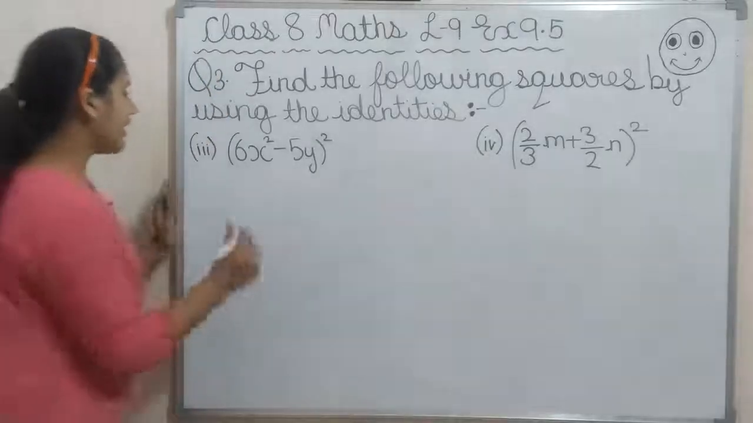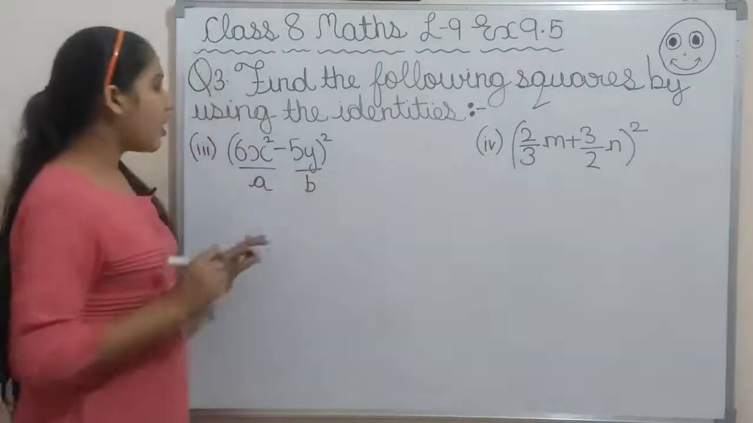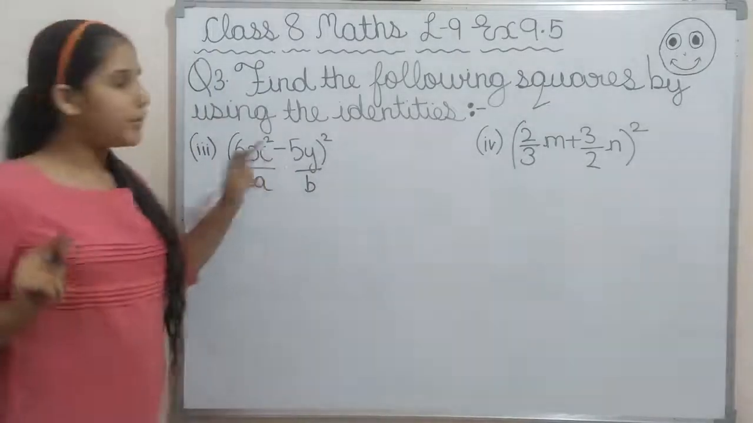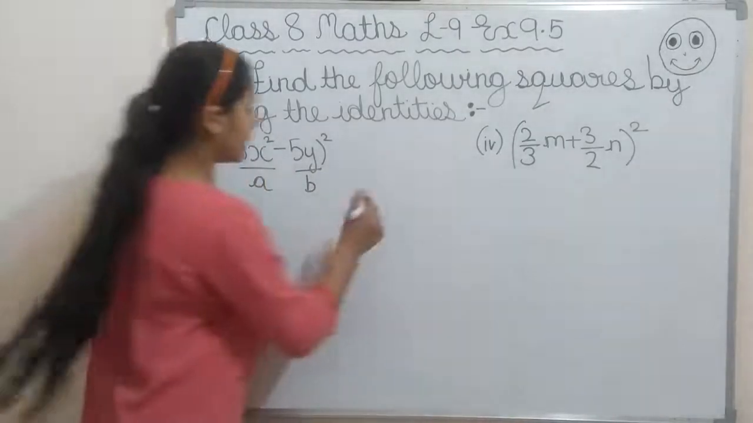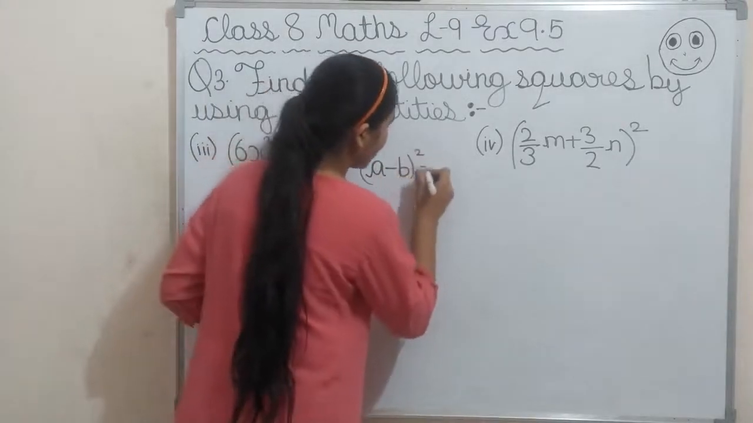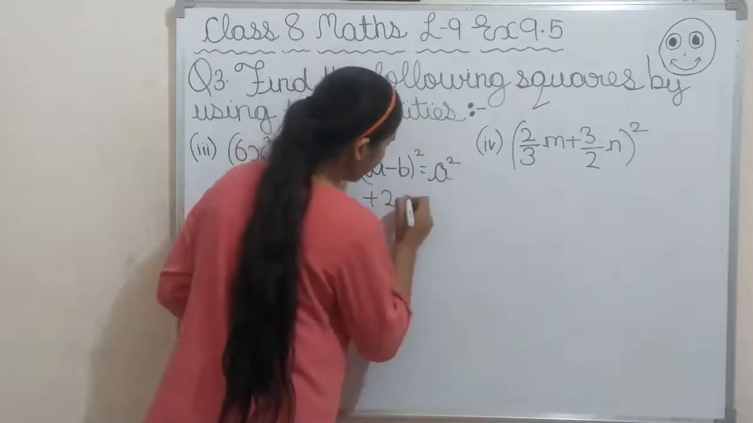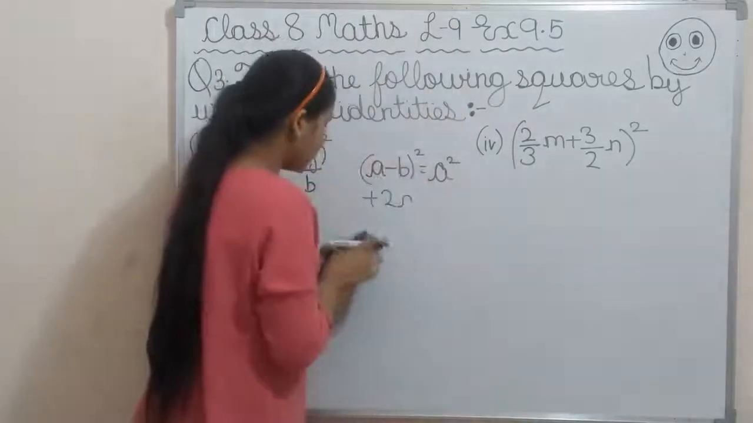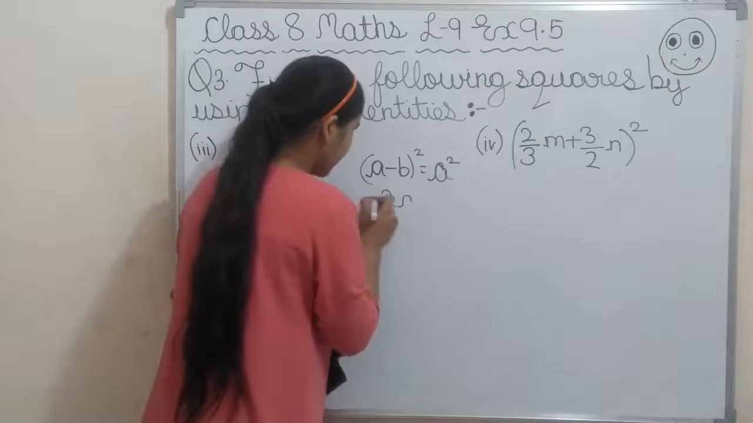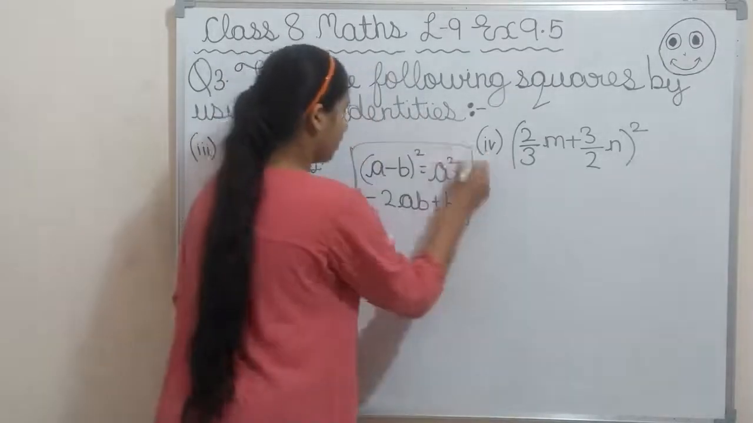Here again we write a and b: this represents a and this represents b. Since the minus sign is there, we are going to use the second identity. The second is (a minus b) whole square is equal to a square minus 2ab plus b square. Yeah, this is the identity.